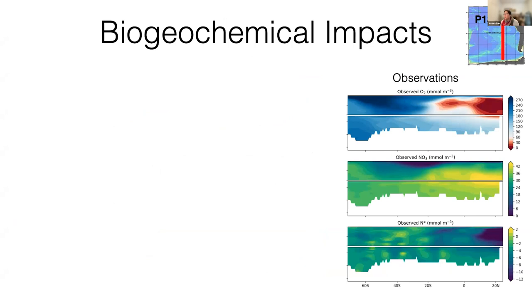So then we were curious about the water column biogeochemical impacts. Here we chose a transect in the Pacific, P18, and we're showing the observations from the World Ocean Atlas. Towards the left side of the plots is the Southern Ocean, and towards the right side is the Eastern Tropical Pacific. So what you can see, starting with this oxygen plot, is this large OMZ in the red. Associated with this is subsurface elevated nitrate, and then a decreased value in this N-star term, which is a metric of the excess nitrate over phosphate. And these negative values indicate water column denitrification.